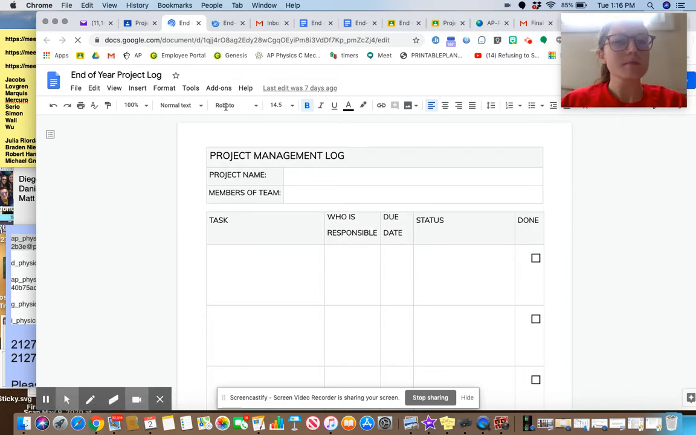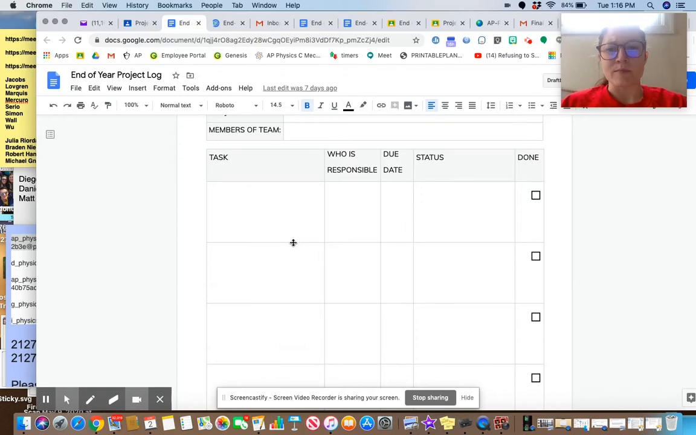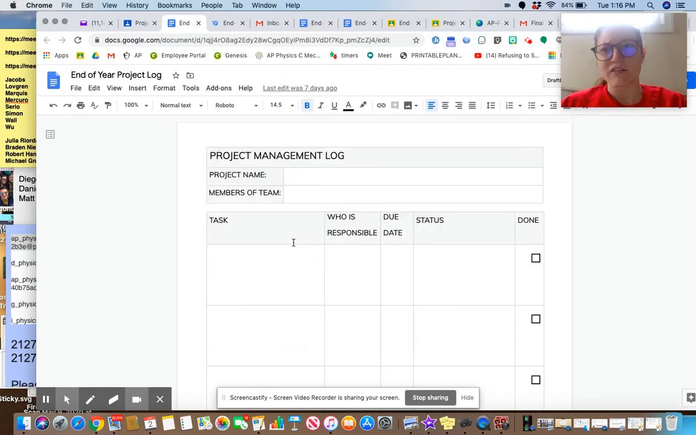So this file is now attached to the assignment from Wednesday, project topic and log. You don't have to use this log. This is just to give you an idea of what I mean by a log. You're writing down what you did and when you did it. That's what a log is.